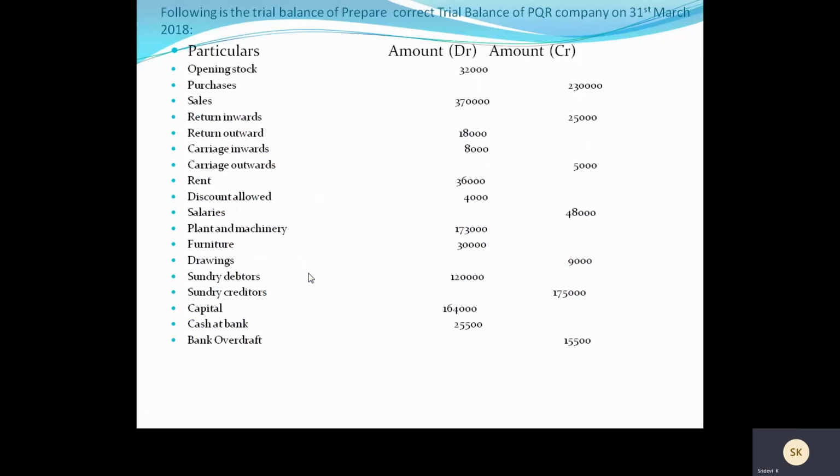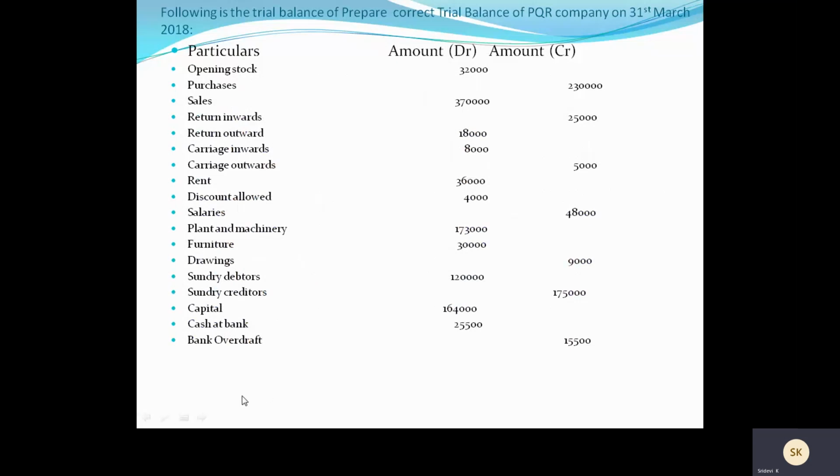Like that is sales also. Sales are related with the credit amount column, no? So that was wrongly given in the debit amount column. We will rectify that. We will move this 3,70,000 to the credit amount column, and the purchases amount 2,30,000 to the debit amount column. Like that, we will make it correct and prepare the trial balance. And even return inwards are related with the debit amount column, but 25,000 is given in the credit amount column. So that also we have to rectify.